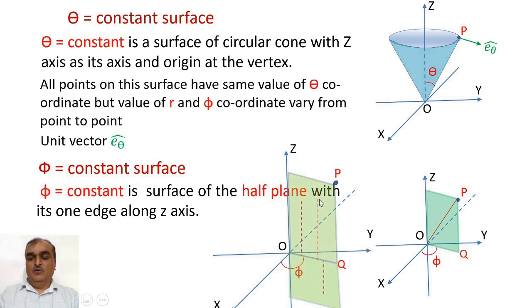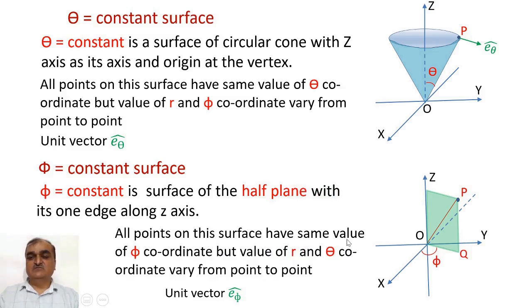If you draw a foot perpendicular from any point on this surface, it intersects on line OQ. For this point, the foot perpendicular is on line OQ. For this point also, and for this point also. That is, for all points on this surface, the value of phi is constant. But the value of r, the distance from the origin, varies, and the angle made by the line connecting the point with the origin, theta, also varies. So r varies and theta varies on this surface, but phi remains constant. Therefore, this is the phi constant surface.